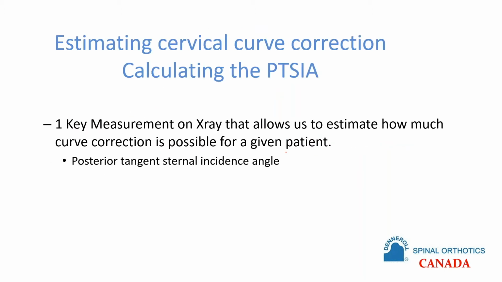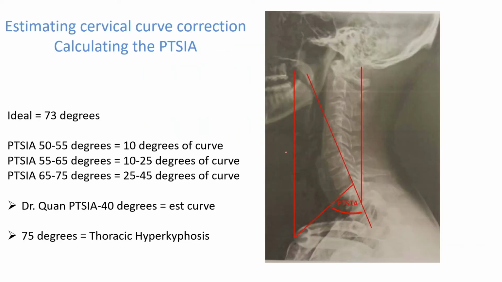So let's just go back last time through the pizza angle calculation, because I know it's complicated, but it is very valuable to use in practice. If you remember this slide, this is how you calculate or estimate how much curve is appropriate for a patient. It's called the posterior tangent sternal incidence angle. Basically, it's an indirect calculation of our thoracic inlet. So I can just draw around the collarbones here. This is your thoracic inlet.